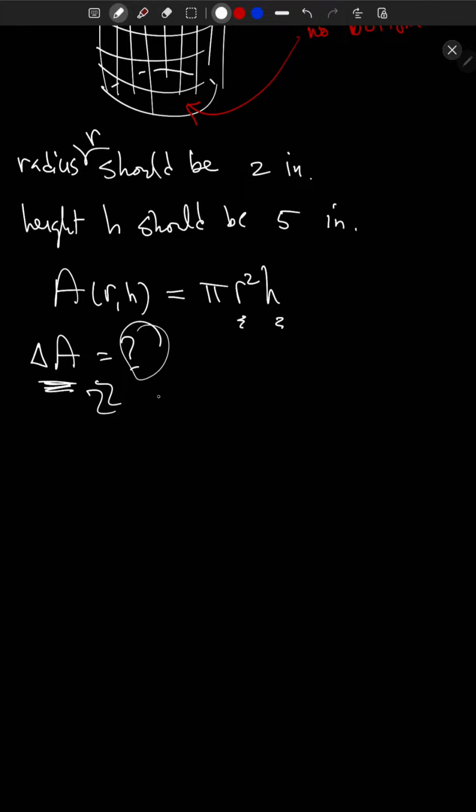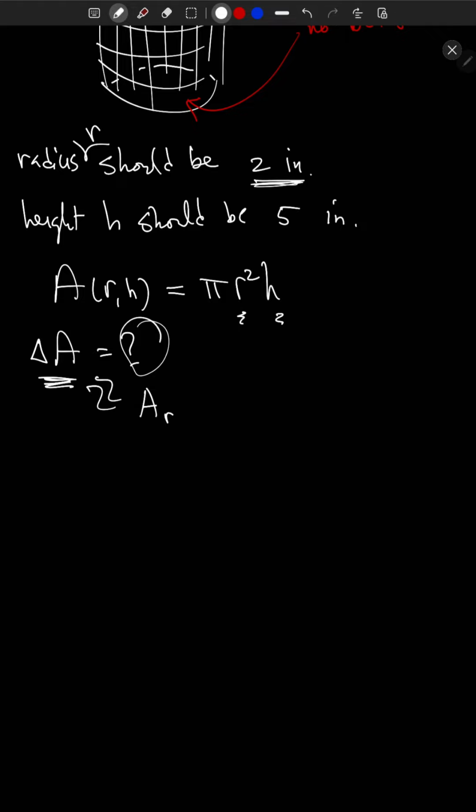Delta A is going to be A sub R. And we're interested in making cans that are 2 inches in radius and 5 inches in height. So we want to look at A sub R at 2, 5, right? Because we're thinking about deviations away from the can that we actually want. So that's why 2, 5 is our base point. Okay, delta R, and then plus A sub H, 2, 5, delta H.